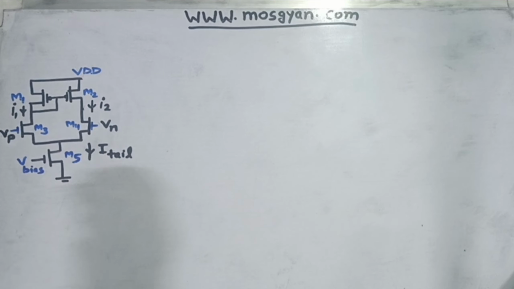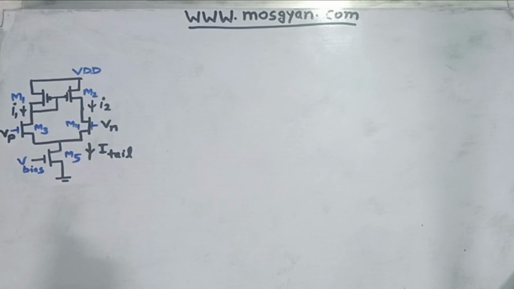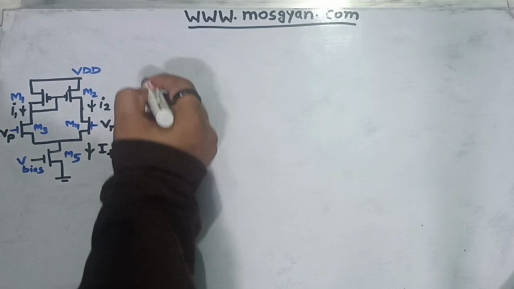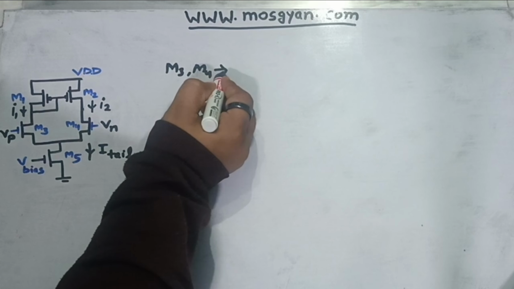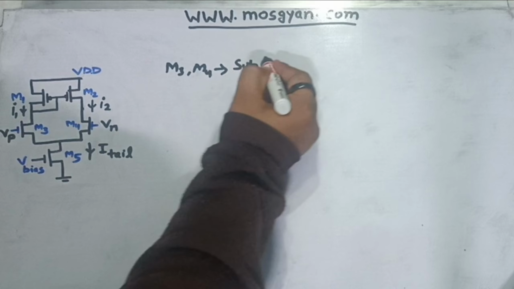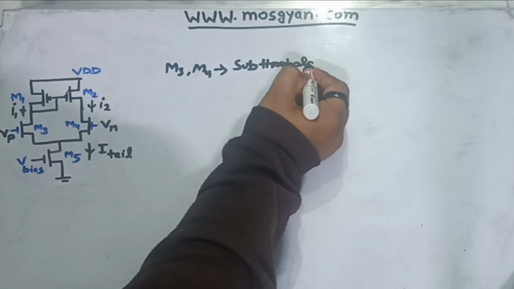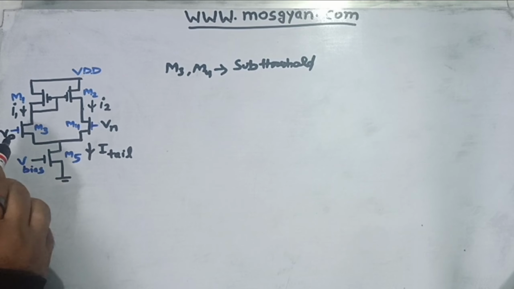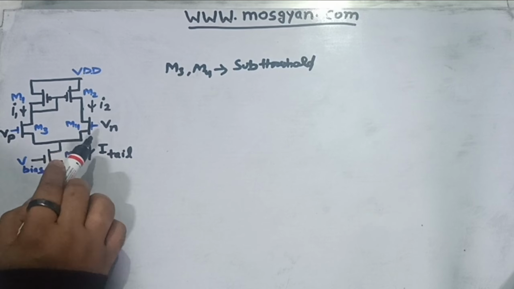So in today's video, we have been given one question which is based on differential amplifier. In this question, one information which is given to us is that MOS M3 and M4 are working in sub-threshold region. This is the one key information which is given to us. It is also given that the current which is flowing from MOS M4 and M3 is current I1, whereas the current which is flowing from M2 M4 is I2.